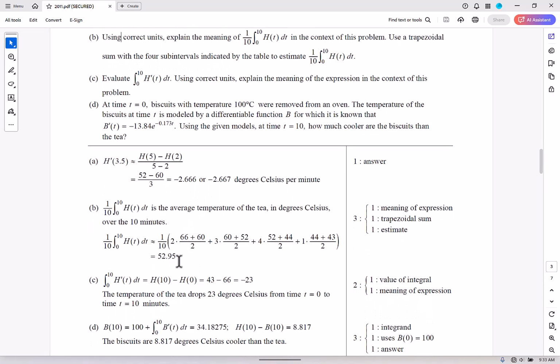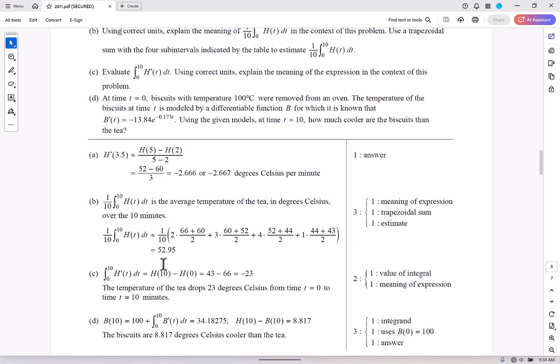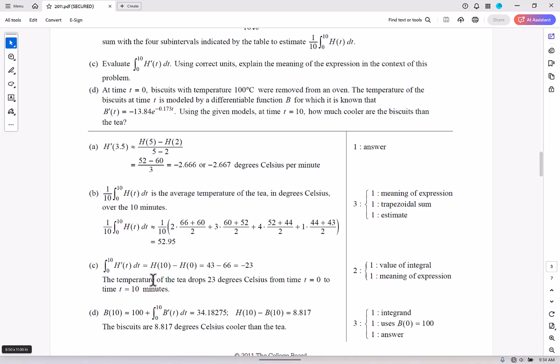Letter B, 52.95. Look at that. They give you 3 points, meaning of expression. They go, this is the average temperature of the tea in degrees Celsius over the 10 minutes. I like the over the 10 minutes. That's fine. No big deal. Trapezoidal sum and the estimate. There it is, guys. Letter C, negative 23. The temperature of the tea drops 23 degrees Celsius from t equals 0 to t equals 10.